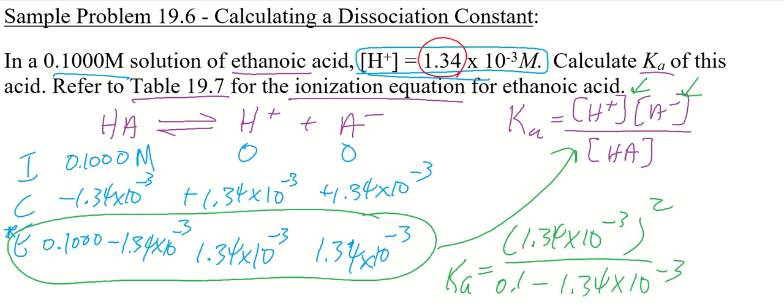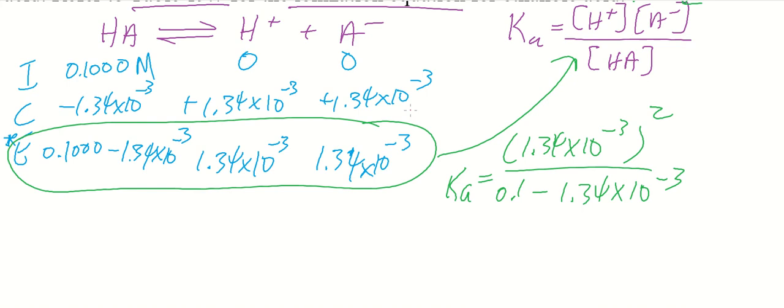3 significant figures there. We got 4 there, so we're going to keep 3 in our final answer. Punch those numbers in. And we got Ka is equal to 1.82 times 10 to the negative 5.